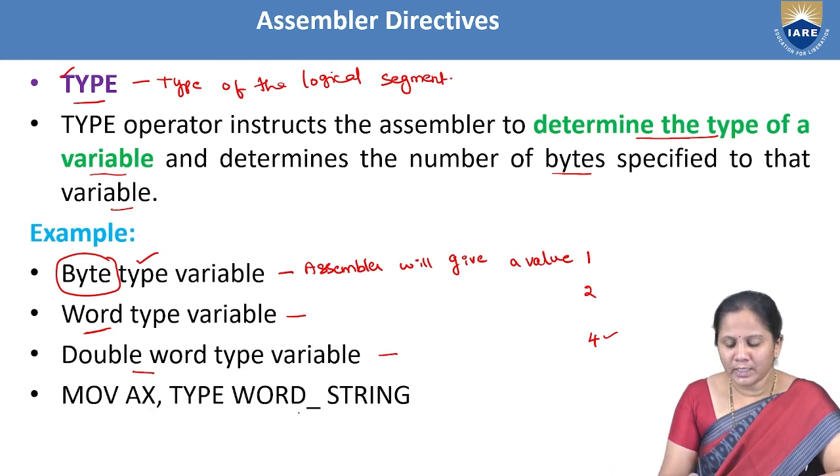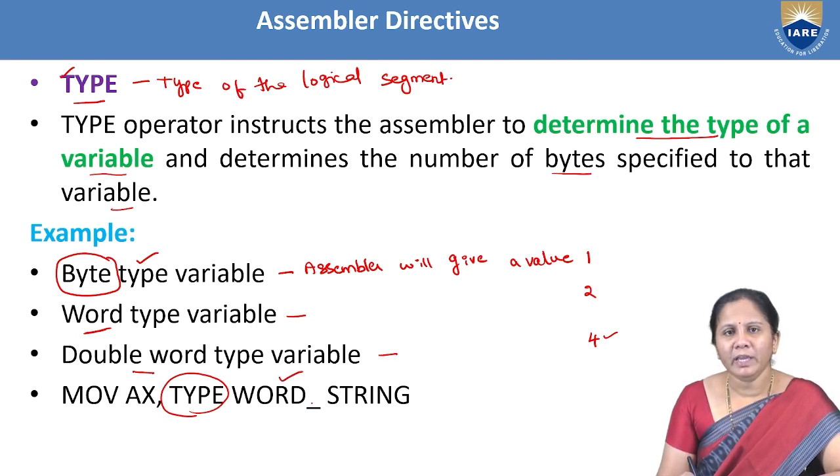And so move AX comma type word string. Here this is type, which represents the assembler directive. But here this is word, which represents the type of a variable. So here the type of the variable is word. That is why the assembler directive is going to give a value 2, because for word the value given by the assembler directive is 2.